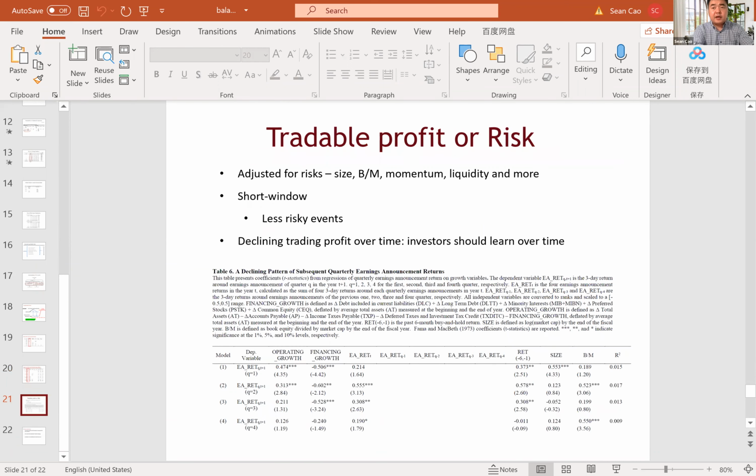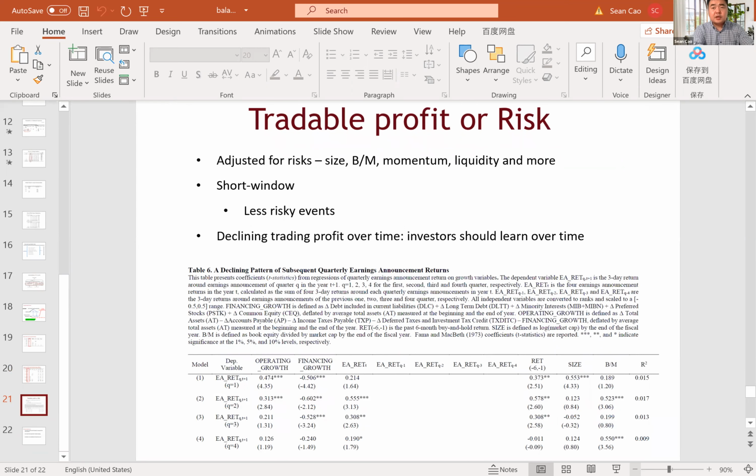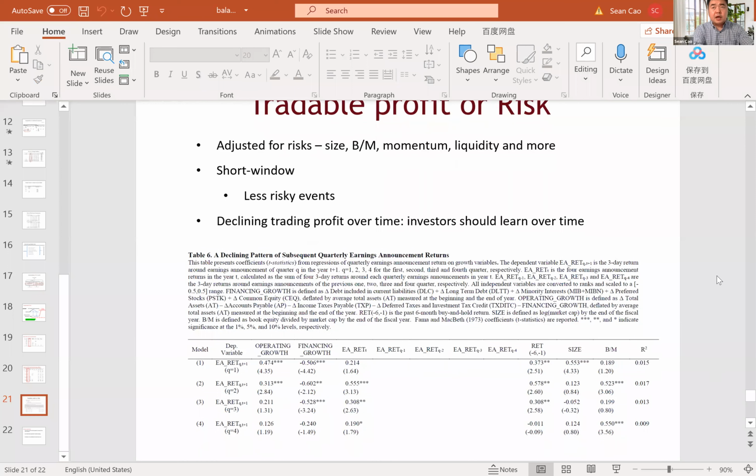Another thing we want to show is this is not driven by risk. I keep emphasizing that you have to make sure the 4% and 1% is tradable profit, not risk. We have to do a lot of work to make sure that's the case. The first approach is to adjust for risk. You can adjust for size, book to market, momentum, liquidity, a lot of risk factors. The idea is once you adjust for all these risk factors, if we still have an alpha there, that means this is not driven by those risks. It is driven by some tradable profit. That's one way.